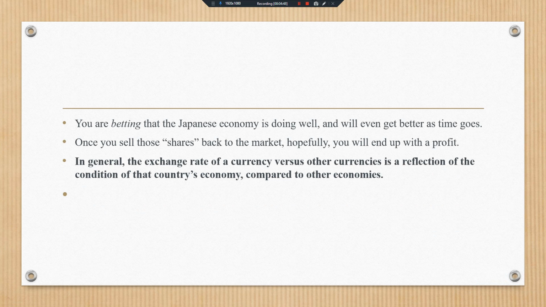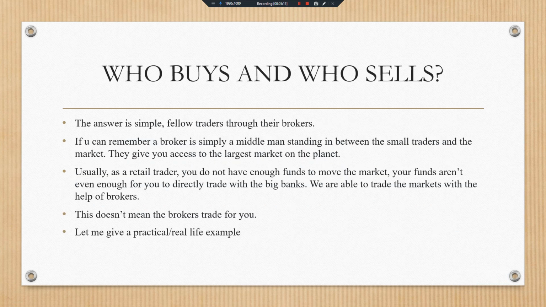Let's say you buy it at $1 and then later on sell it at $5, meaning you have made a profit. That is what determines when we are going to buy or sell. Once you sell those shares back to the market, hopefully you end up with a profit, right? So in general, the exchange rate of a currency versus the other currencies is a reflection of the condition of that country's economy compared to other economies.